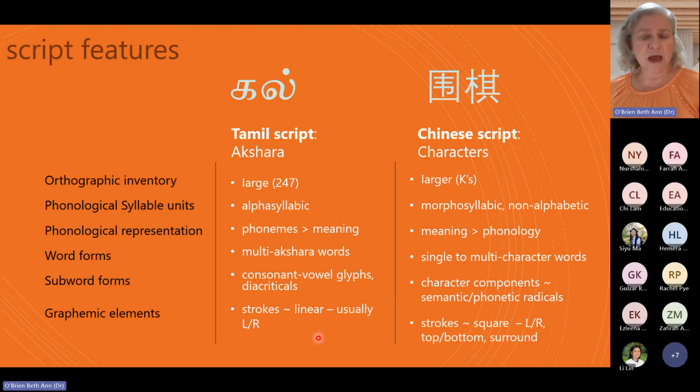And then each of them has a set of strokes where Tamil script can be both curved and straight, but generally is linear, going from left to right. Chinese script has these more square units that can either have an orientation where you have a left and a right component, or they can be arranged top to bottom, or with this kind of surround around it. So that's just probably more details than you need to know, but just to give you a sense of how these written scripts look and the units that make up the script and what they represent.